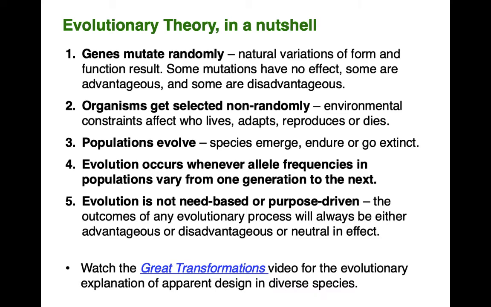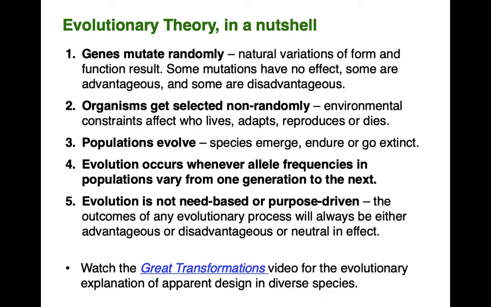If I may, I'll try to boil evolutionary theory down to 5 claims. 1, genes mutate randomly. Natural variations of form and function result. Some mutations have no effect. Some are advantageous, and some are disadvantageous. There is this widespread mistaken view that mutations are usually bad. Not really. All they need, to persist into the next generation and produce perhaps a variation which is beneficial to the bearer of the mutation, is to be not disadvantageous. They could be neutral. They could be advantageous or neutral.